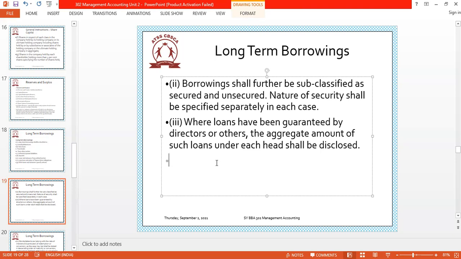In that we have loans which we've taken. Now, when we're taking a loan, the bank wants a guarantee, a surety. So when a company has borrowed a loan where the company has hypothecated its assets like land, building and plant and machine, those are called secured loans.